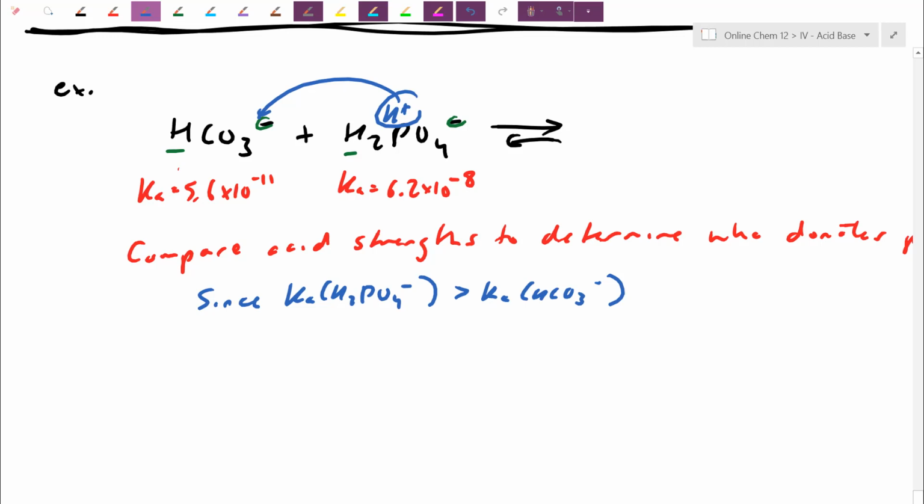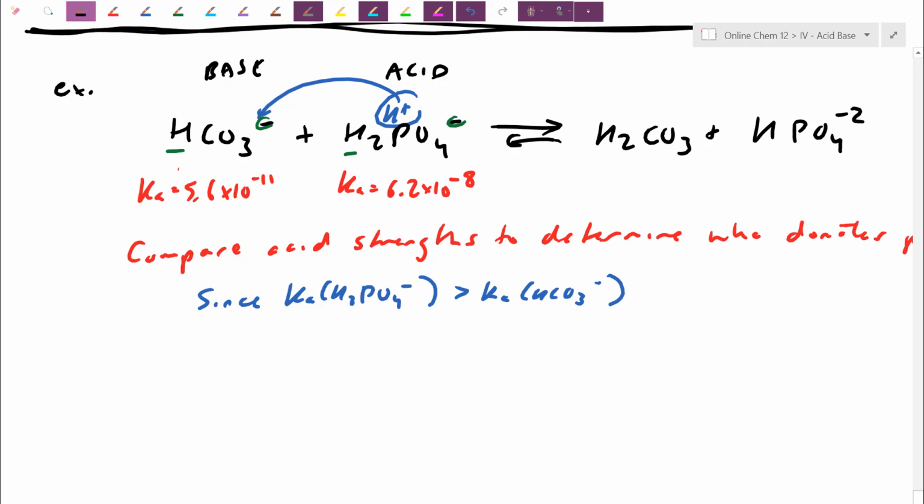So it wasn't immediately clear. It wasn't like, oh, it's obvious which side is the base. Now what we've decided is, yep, this is going to be the acid. This is going to be the base. So what's going to happen to the HCO3 minus? It's going to go up by an H, go up by a charge, H2CO3, and then the H2PO4 minus is going to go down by an H, so it's now going to be HPO4, go down by a charge, negative 2. Always one proton transfers. It's just a matter of who has the football now.